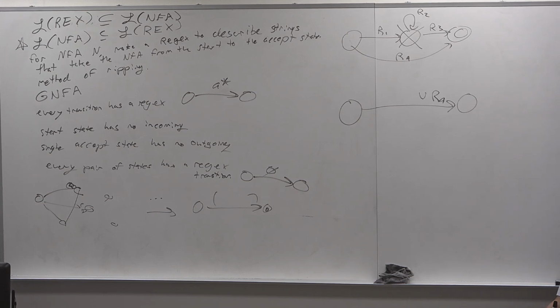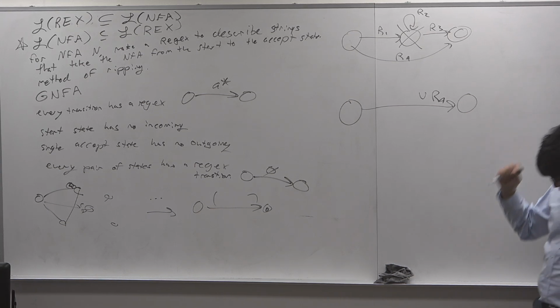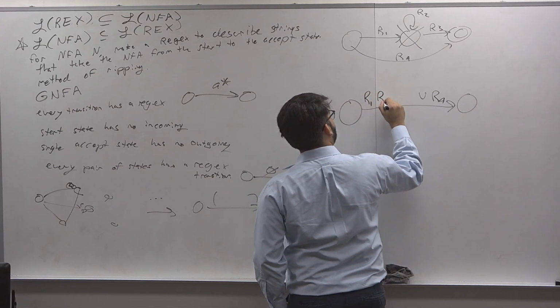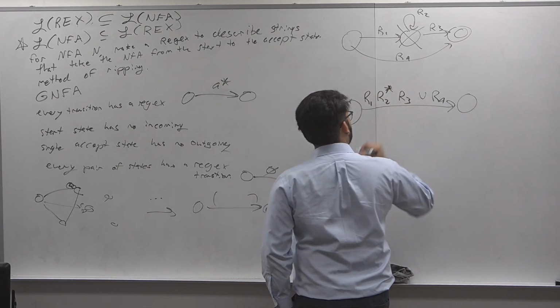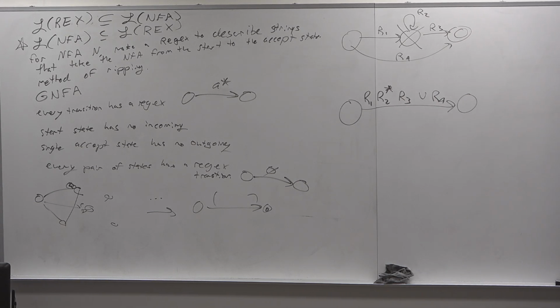Yes, but that's not the only one as well. There's another one. R2 has a self loop there. So what should it be? R1, R2 star, R3 union R4. Yes. So when we rip a state out, we consider all possible paths through that state, and then we update all the remaining transitions, right? So we delete that state, and we're left with a transition at the following. Now, by the way, this is going to explode the length of the regular expression. The regular expression is going to be really long, but if you repeatedly do this, you're going to be left with a single transition with a regular expression on it, right?